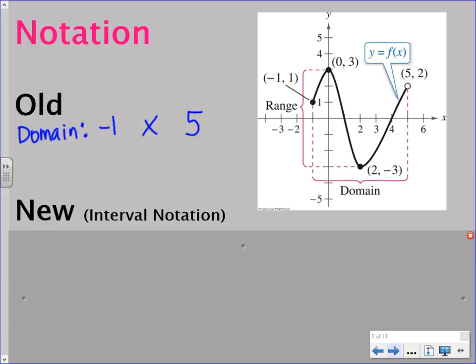Now, we need to decide, is -1 included or not included? Okay, included, so remember we made that kind of alligator. Is 5 included? Caroline, why not? Okay, we have an open circle, so it's not included, so we make that kind of alligator. Okay.